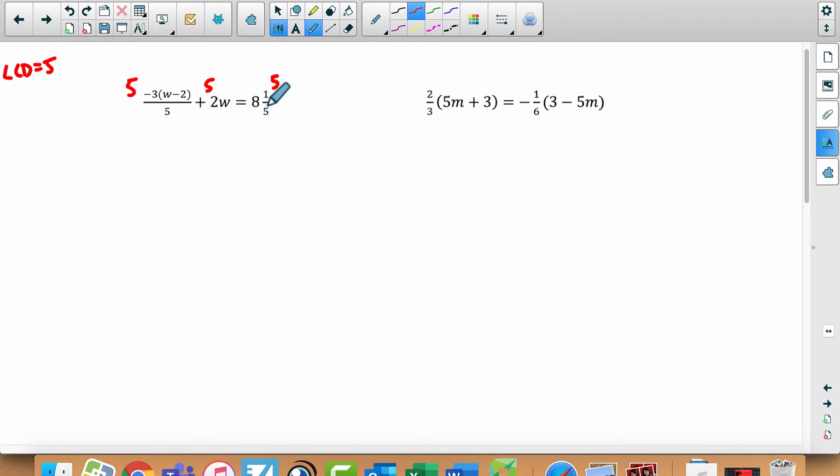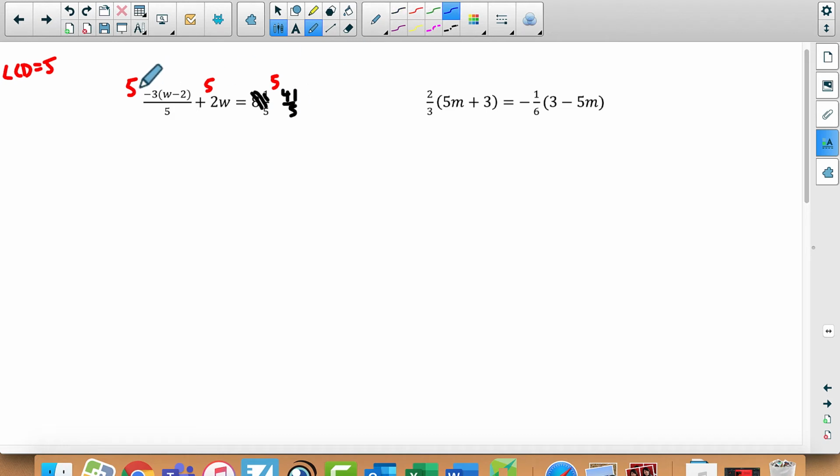So you're going to be multiplying 5 times this mixed fraction. But what do we have to do when we have mixed fractions and we're multiplying? You have to switch this mixed fraction into an improper fraction. So let's do that. 8 times 5 is 40, plus 1 is 41 over 5. I'm just going to write that there and get rid of this. I've just rewritten that, okay?